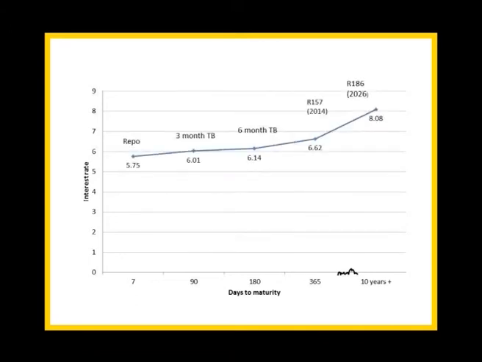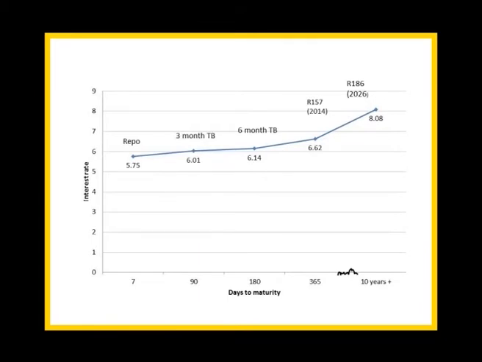Now what I've done here is to put a few different interest rates on this diagram. Here I've put the repo rate, which is currently, today on the 18th of September 2014, 5.75%. Then an interest rate for a longer term, the 3-month treasury bill rate, is 6.01%. The 6-month treasury bill rate, 6.14%. Then I've also put a bond rate, the R157, which is going to expire at the end of this year, so it's going to run for a few weeks more. That was at 6.62%. And then I've put the R186, which is only going to expire in 10 years' time, in 2026, and that interest rate was 8.08%.